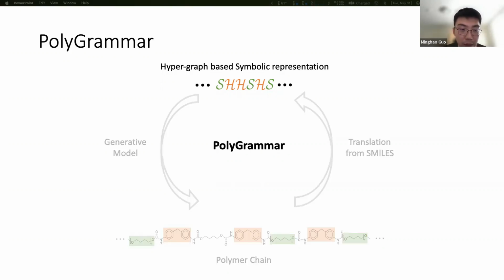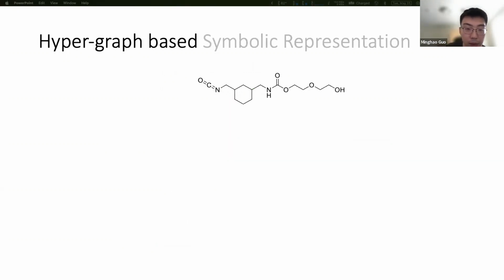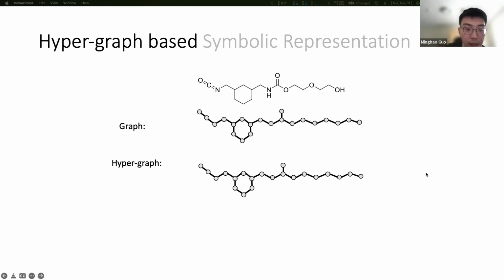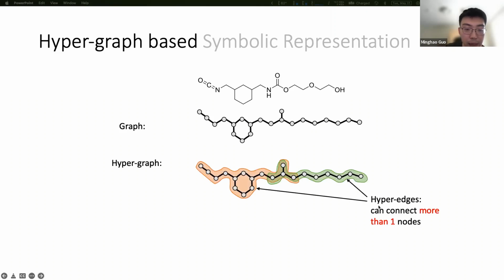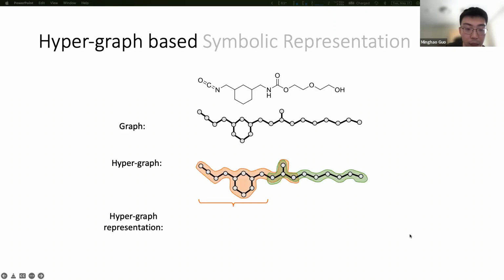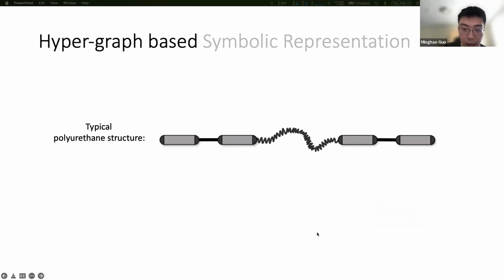Starting from the first part, the hypergraph-based symbolic representation. It's common practice to treat molecules as graphs, but for polymers there are just too many nodes. So we use hypergraphs that have hyperedges that can connect more than one node. This hypergraph could be formed in a more concise way, where you shrink the hyperedges down to a single node. It's called the dual graph of the original hypergraph, and it's a really simple representation, just two nodes connected by a single line.